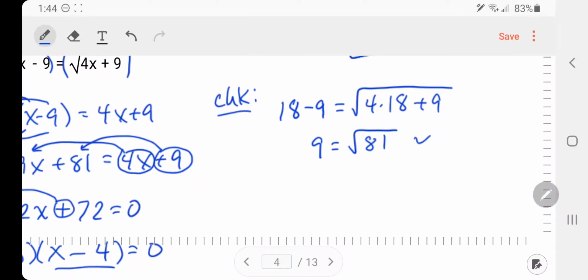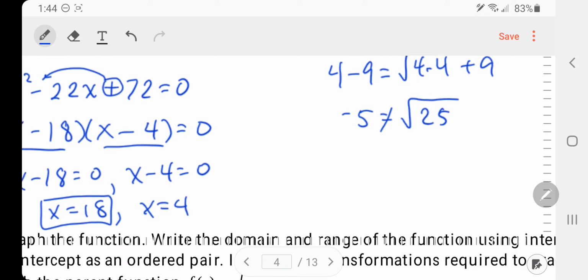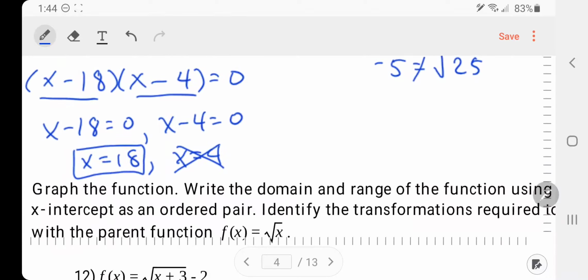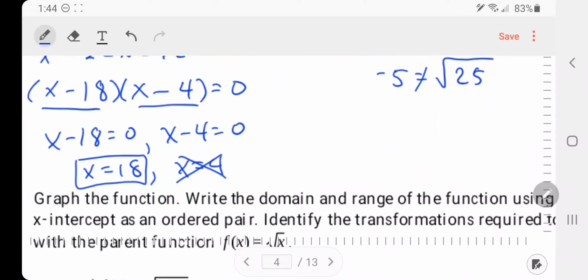Let's check the 4. 4 minus 9 equals square root of 4 times 4 plus 9. 4 minus 9, that's negative 5. And I've got a bad feeling about this already. 4 times 4 is 16. 16 plus 9, 25. However, the square root of 25 is not negative 5, it's 5. And so 4 doesn't work. So the only valid solution for problem number 11 is 18.